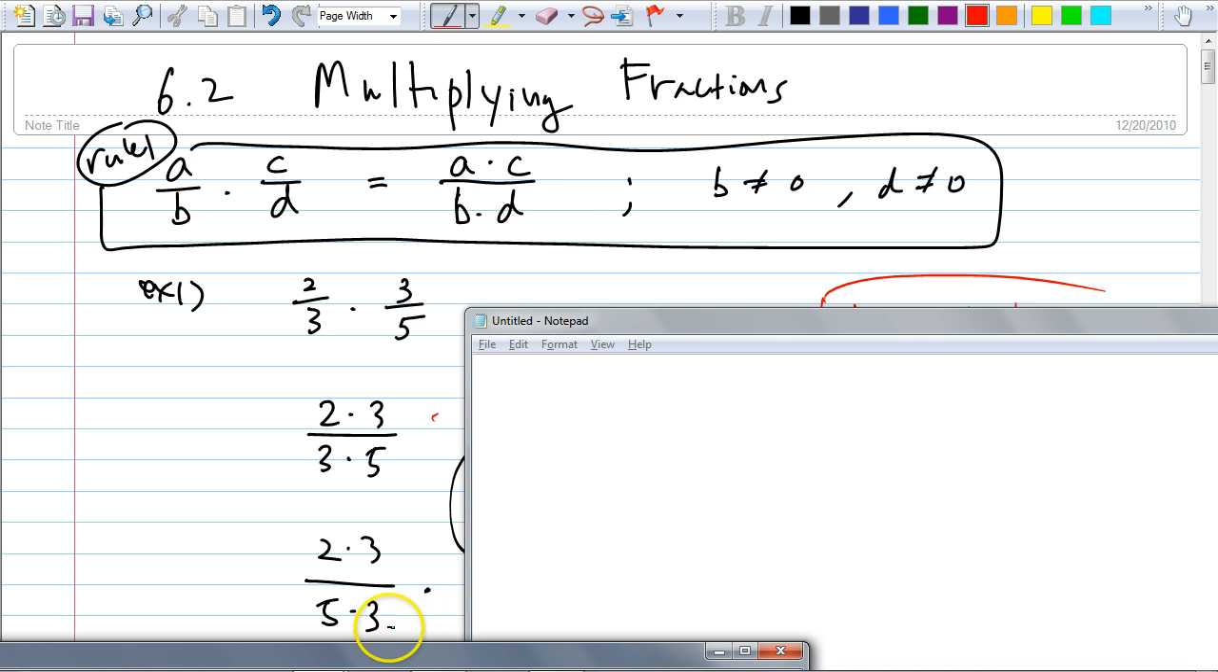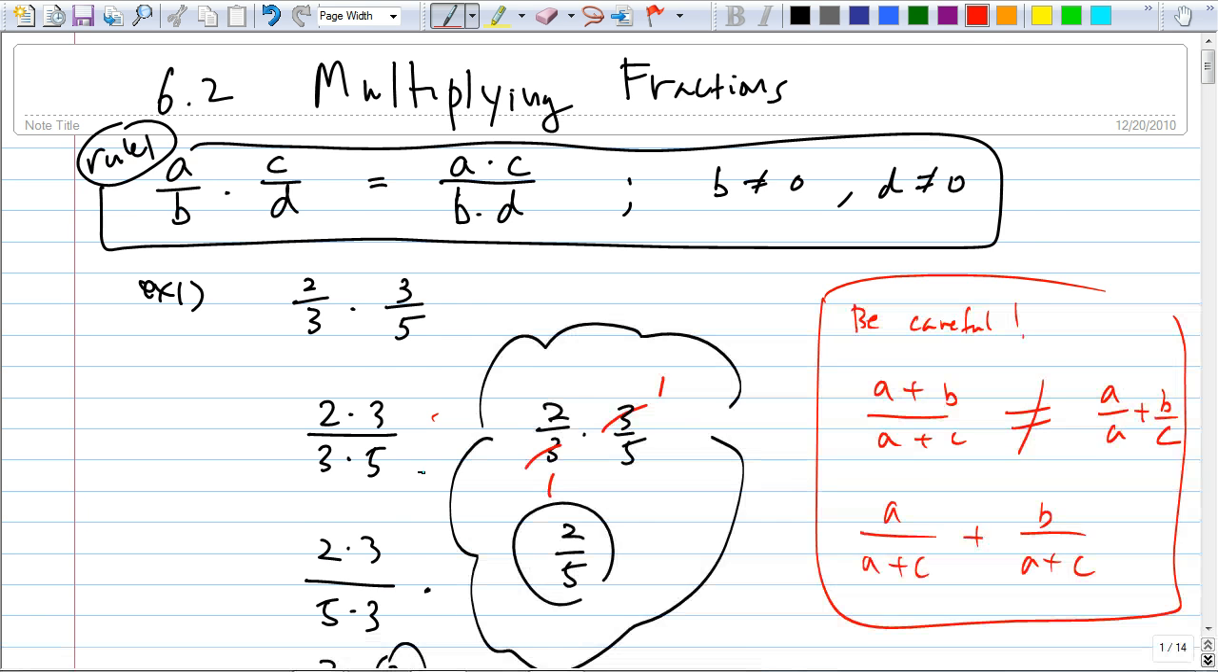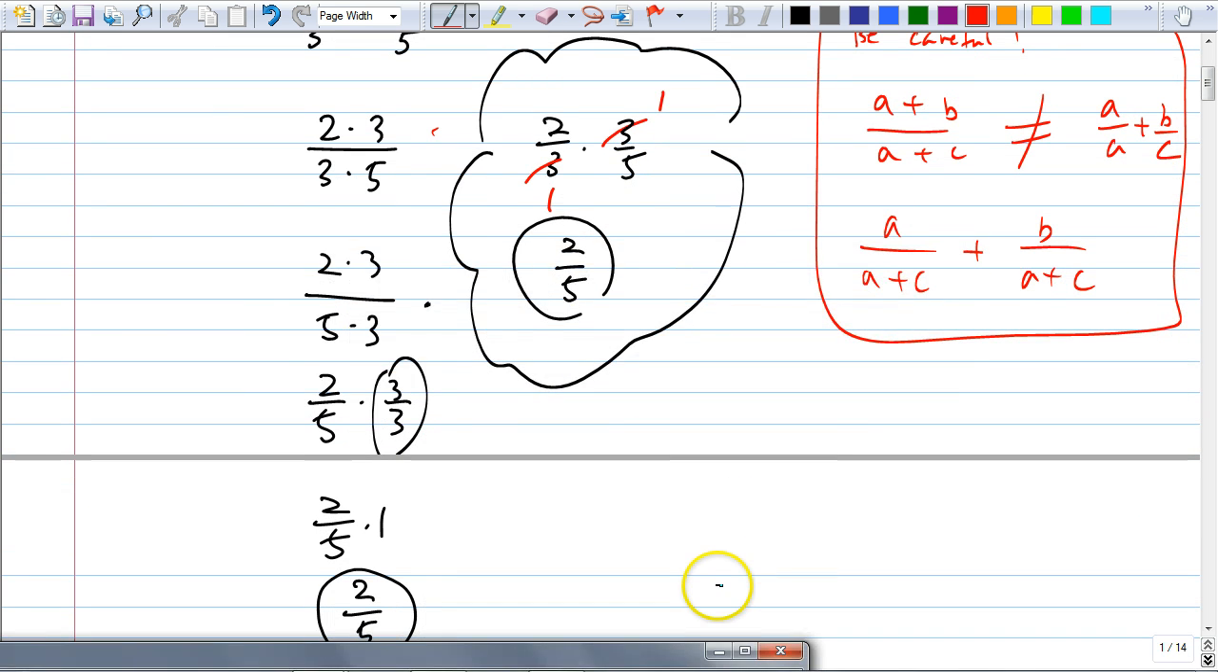Yes. And then can I separate these fractions? Yes. Okay, who could tell me how? What would I write here? How about Kevin? How would I separate these two fractions as a product? You would put 2 over 5 times 3 over 3. Exactly, and that's what I would write.